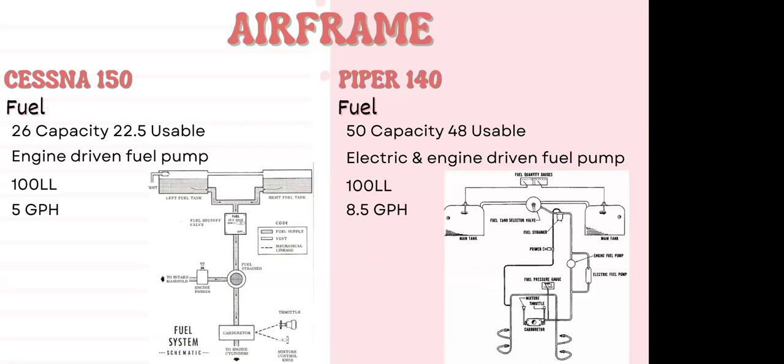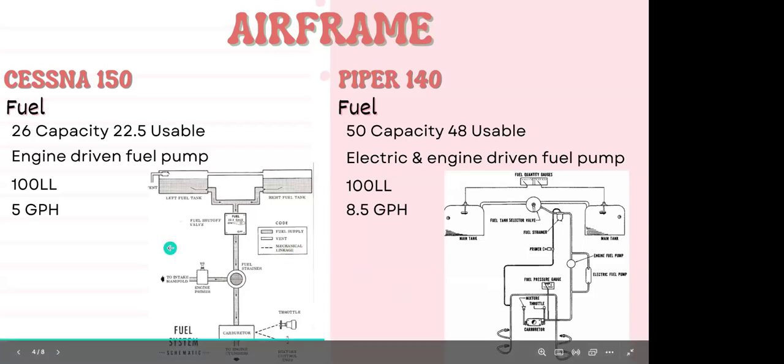So what this fuel system doesn't show that I really want to highlight is the engine-driven fuel pump. So in our Cessna, because it is gravity assist, we only have an engine-driven fuel pump. That means that, theoretically, if our engine-driven fuel pump were to fail, most likely we're going to have an engine failure, which is why in the 140, it's nice that we have that backup electrical pump.